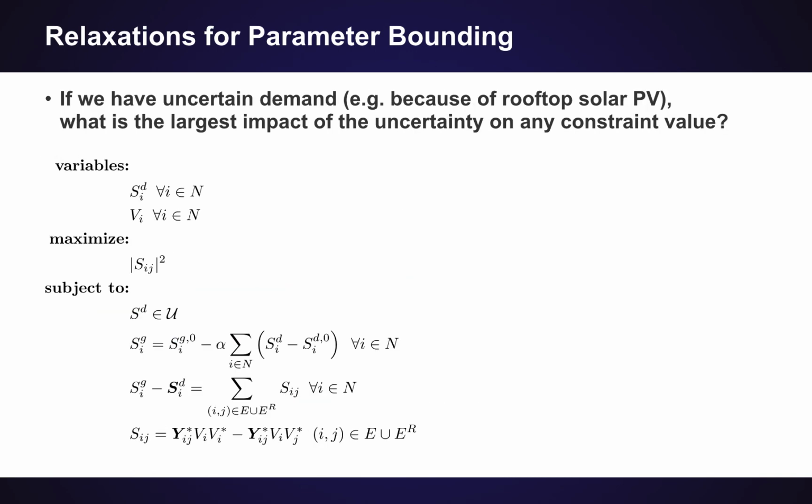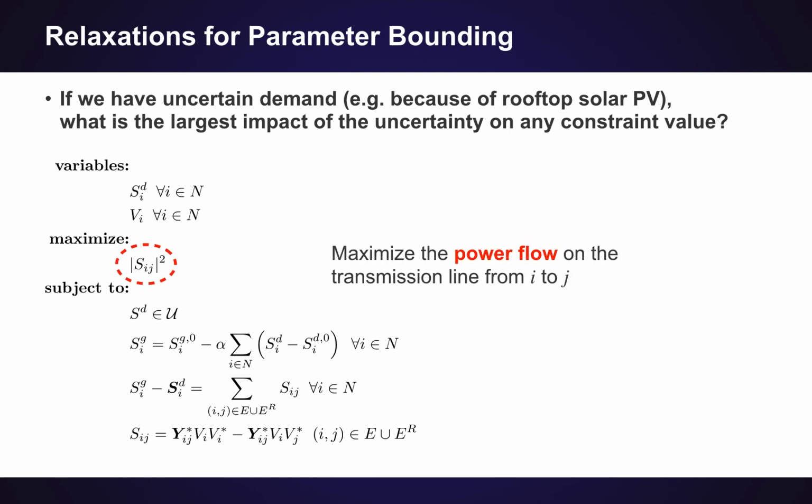Okay, we could also think about this in a slightly different setting. Instead of, as Colin mentioned before, having a fixed demand profile and trying to find the largest angle differences we can see in this problem, we could turn it around a little and say, what if we had uncertain demand, for example, because we have a lot of rooftop solar PV in our system? What is the largest impact this uncertainty in the demand could have on any of our constraints? This would provide, for a given solution, robust feasibility guarantees. So let's say we are trying to solve the problem that we see here.